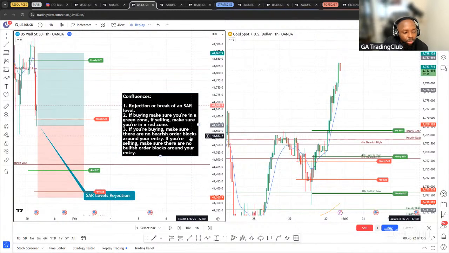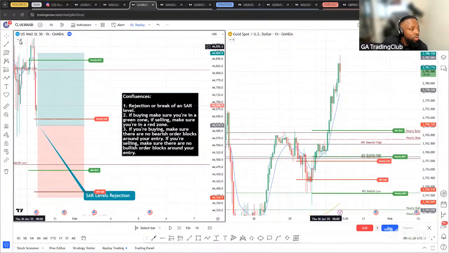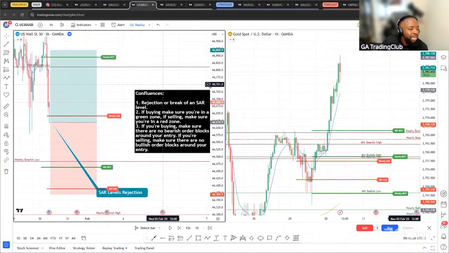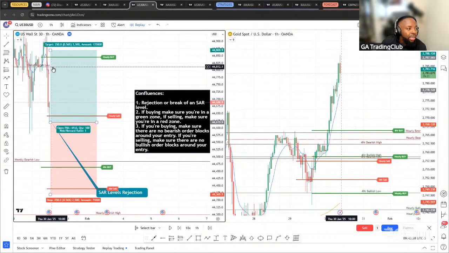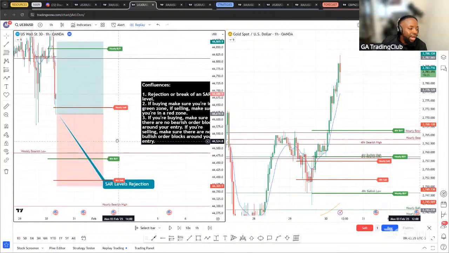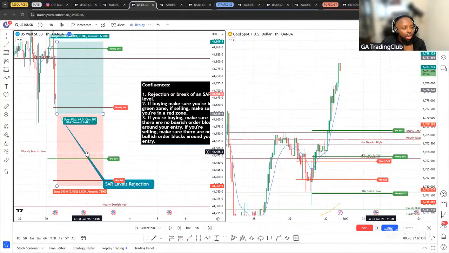If you're buying, make sure there are no bearish order blocks around your entry. If you're selling, make sure there are no bullish order blocks around your entry. When I turn on the order blocks indicator right here, along with the markups indicator, which is already on, you can see the nearest order block. We have a daily bearish low order block at about 80% of our TP, and then a weekly bearish low order block, which is about 50% of our stop loss.